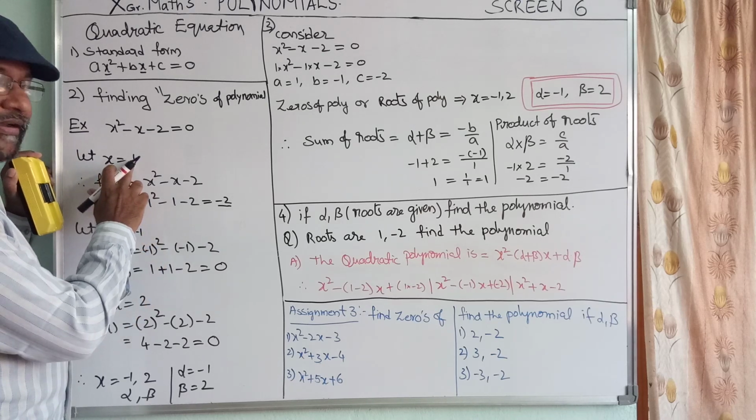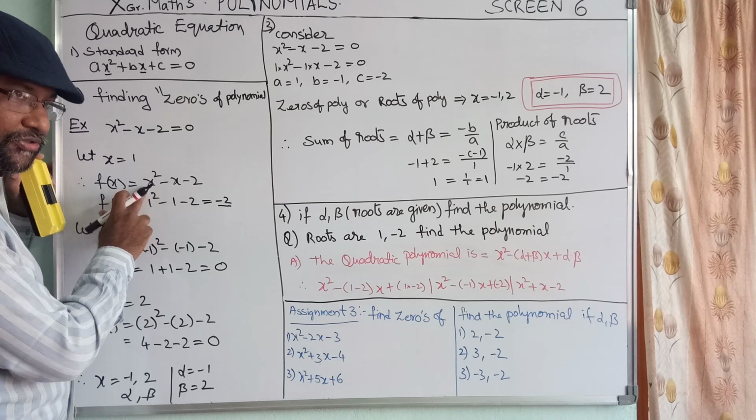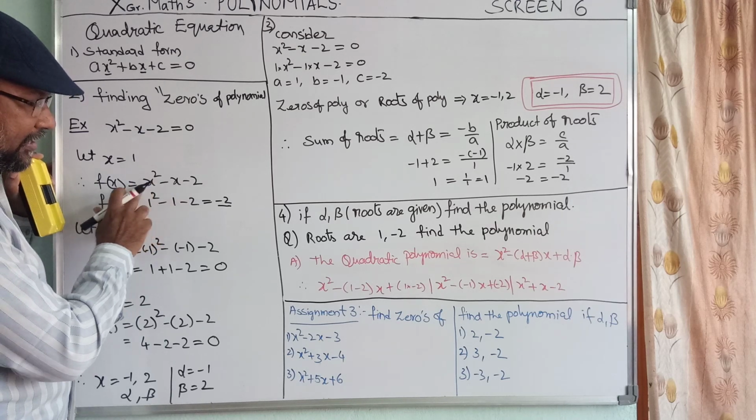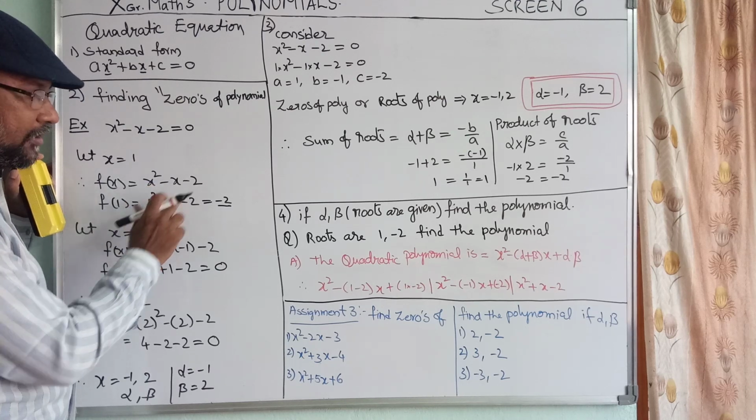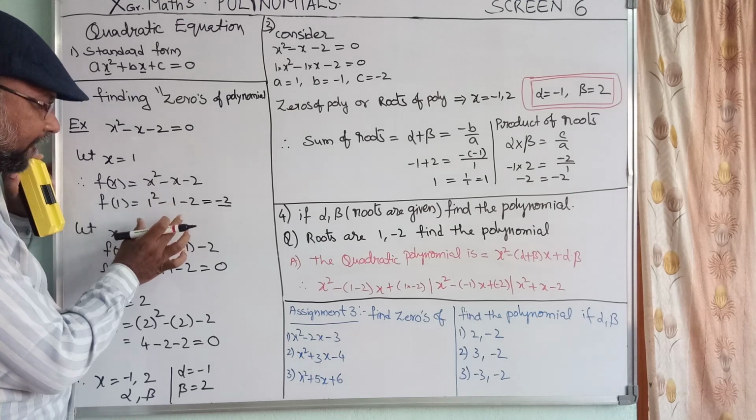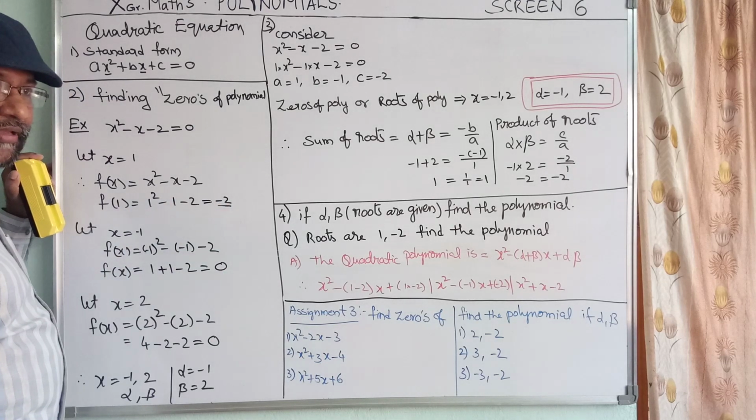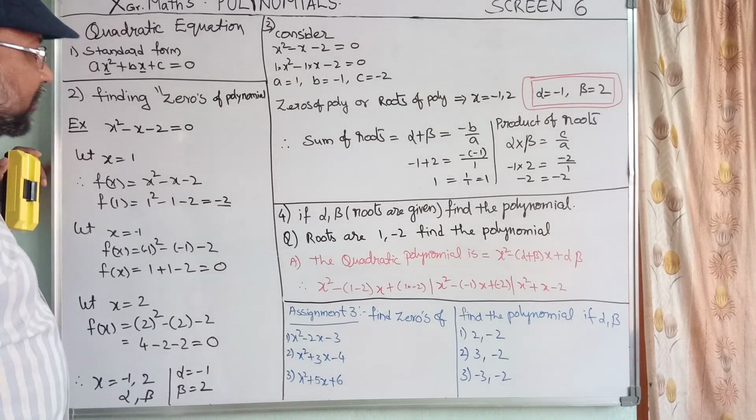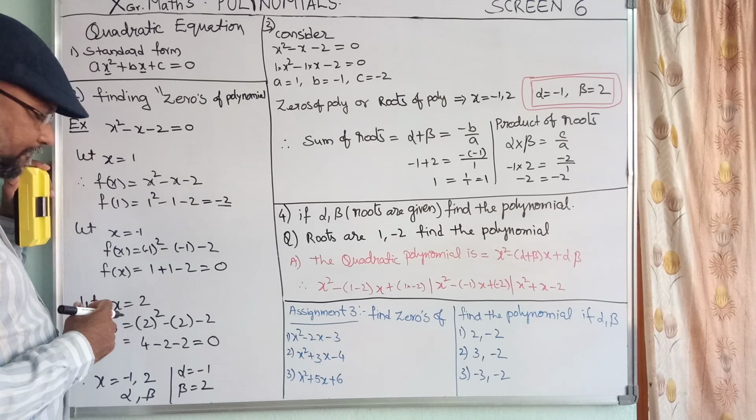Therefore, if you take x equal to 1 and substitute the values: 1 square, minus 1, minus 2. If you sum this, you get −2. But usually you should get 0. Now go for the second trial.